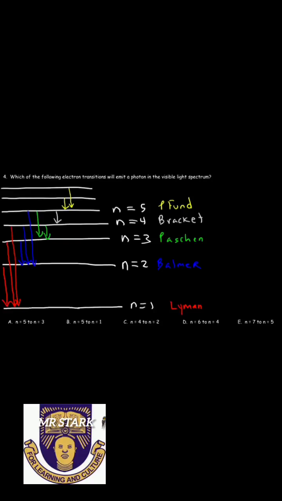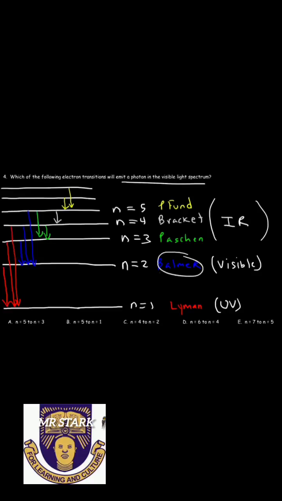Now, here's what you need to know. The Lyman series is associated with the ultraviolet spectrum. The Balmer series is associated with the visible light spectrum. Most of it is visible light, but I think one of them might be UV, but the majority of it is visible light. And everything else, like the Paschen, the Brackett, the Pfund, it's all in the infrared or the IR region.